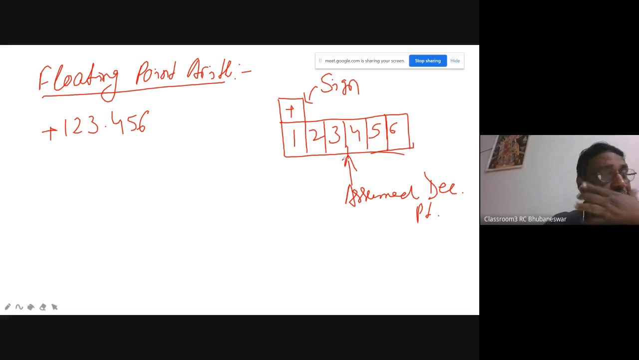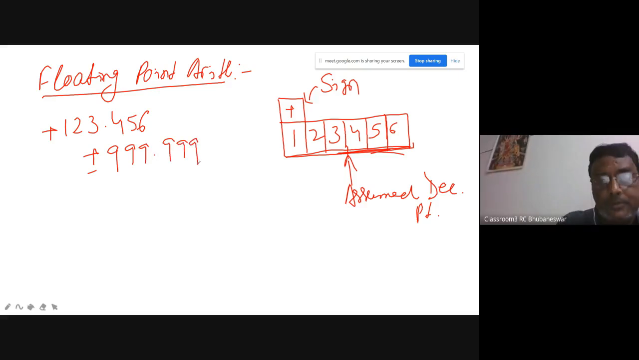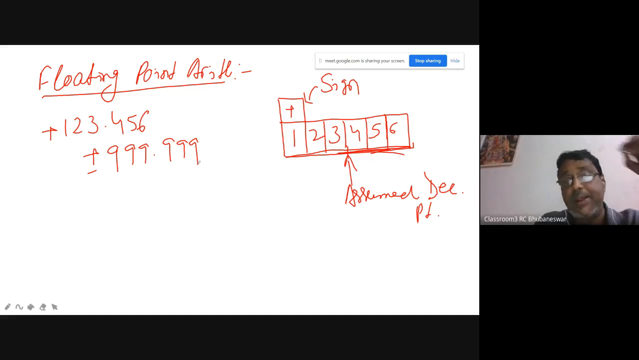So if I store with this particular register, then my maximum value is plus 999.999, and the minimum value is minus 999.999, right? So if I want to store more value, then what I have to do? I have to increase this size. Again, if I want to store a value less than minus 999.999, same thing, I have to increase the size.